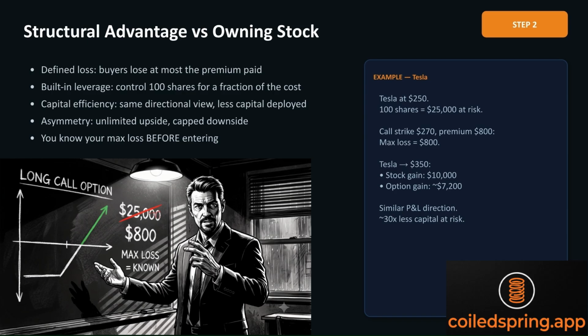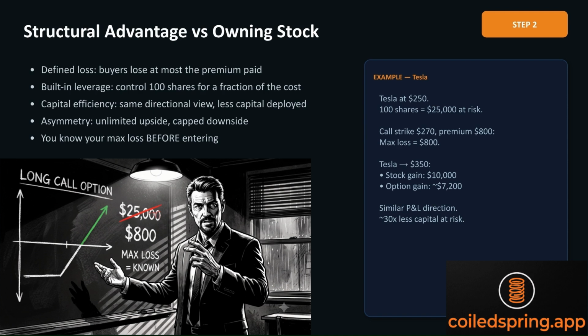And here's the second part. You still control 100 shares. One contract gives you exposure to 100 shares of the underlying, not a partial interest. Full exposure to the price movement of 100 shares for a fraction of the capital. This is what we mean by capital efficiency. Same directional view.